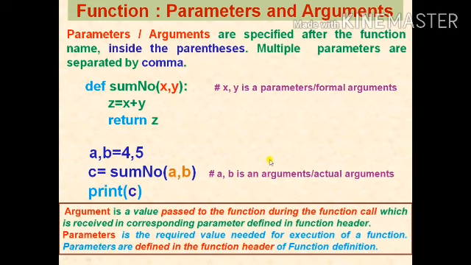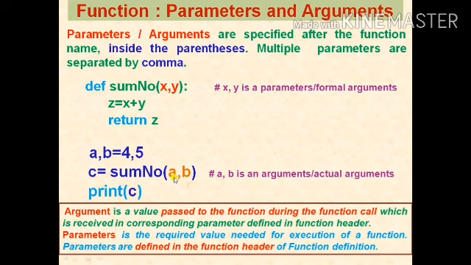The basic difference is that whatever parameters we define in the definition section of a function are known as parameters, and when this particular function is called, the values which are supplied to that function for working are known as arguments. Means, an argument is a value passed to the function during a function call.